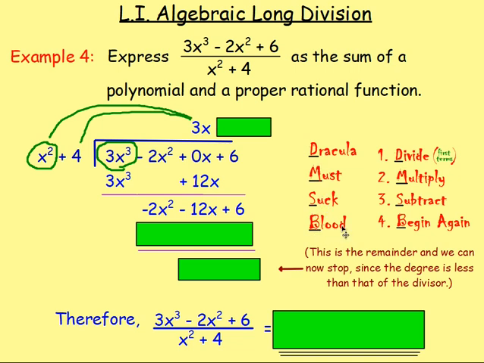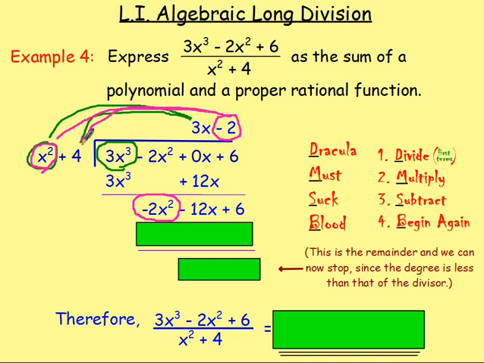After that, Dracula must suck blood. B for begin again. Have a look. You've got the remainder down here. You've got your divisor. Well, the degrees are equal, so you keep on going. So, D for divide. Remember, it's always the first terms. So negative 2x squared divided by x squared will give you negative 2. So at the top, you can write down negative 2. Now what we're taking is that negative 2, and we're multiplying that by each of the terms here.